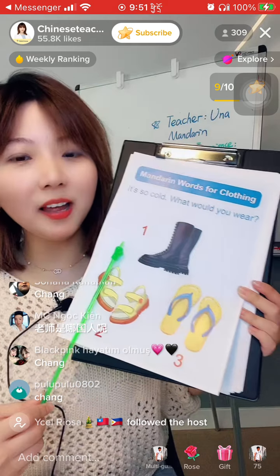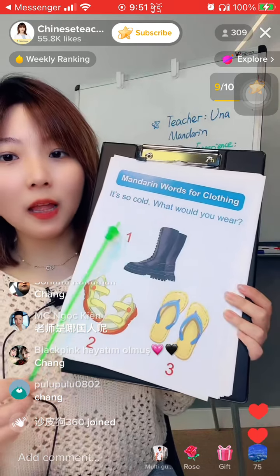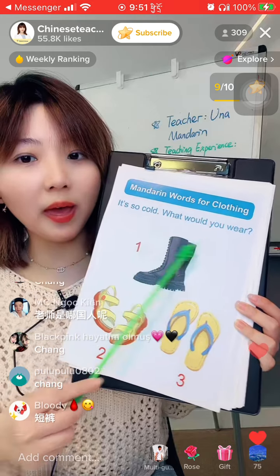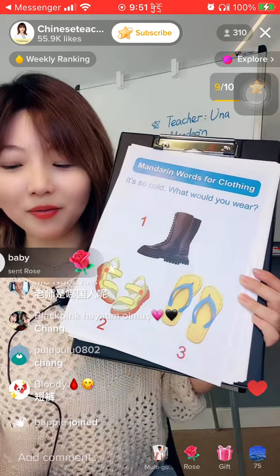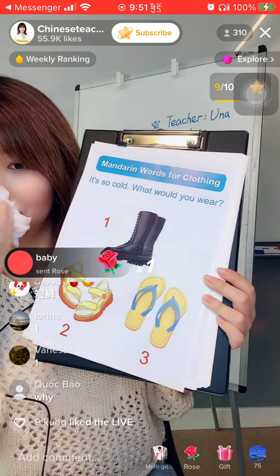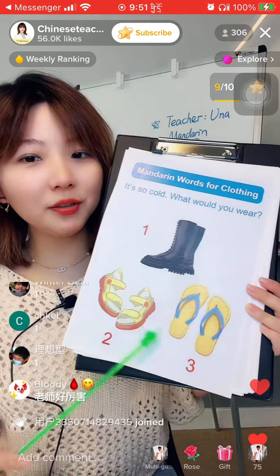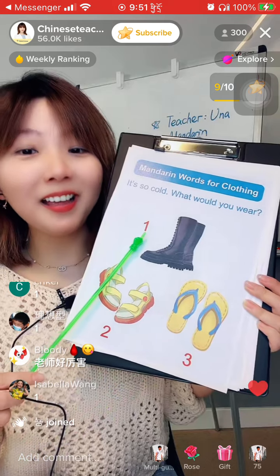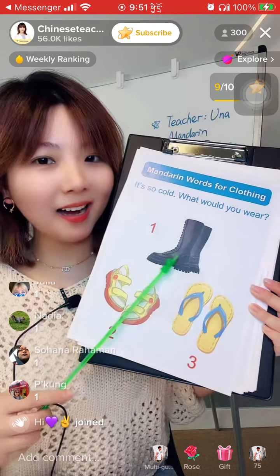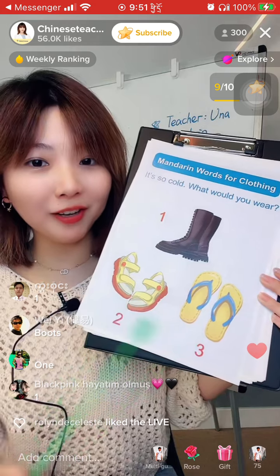Okay, so what is next? Ah, okay, something we can wear on feet. Okay, so when it's very cold, what would you wear? 1, 2, 3, let me know in the comments. 1, 2, 3, which one do you want to wear? Of course, number one, right? But let's review 2 and 3. We have learned all of them.